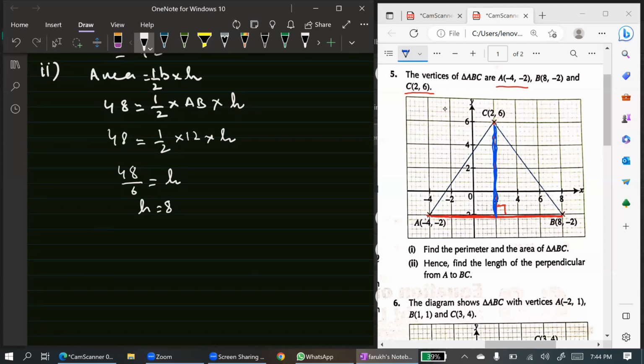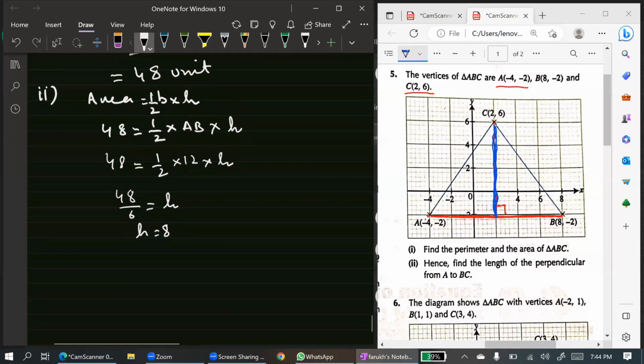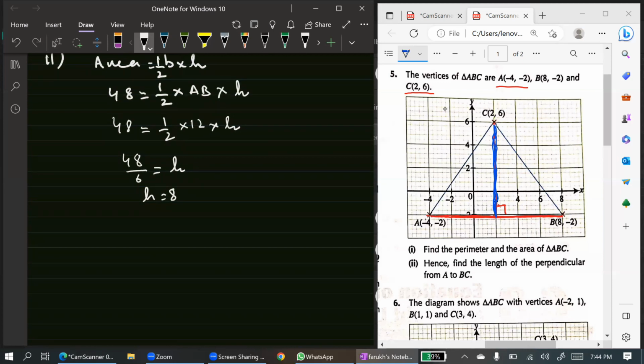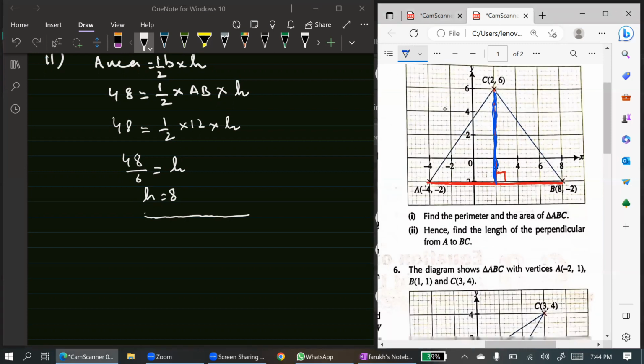Sorry, AB is 12. Height is 8. Yes. This one is the answer to this part 2. Is there any confusion? Okay. No. Now I will attempt the next question.